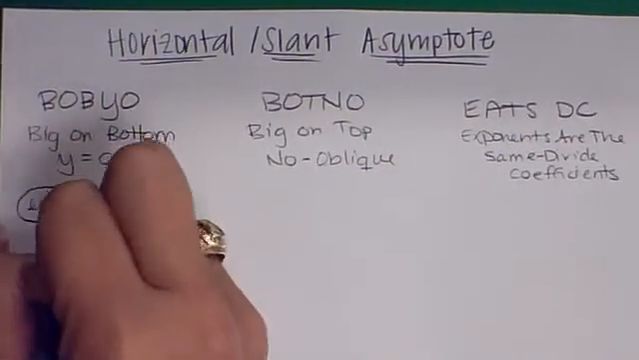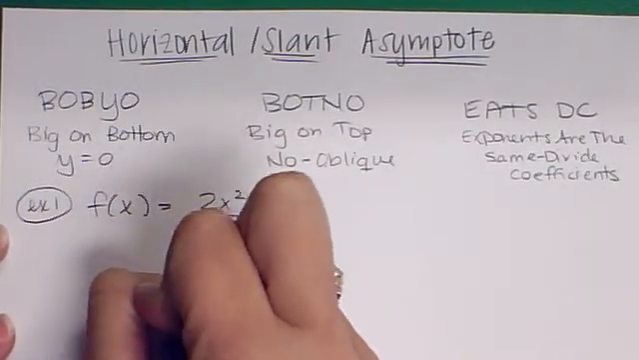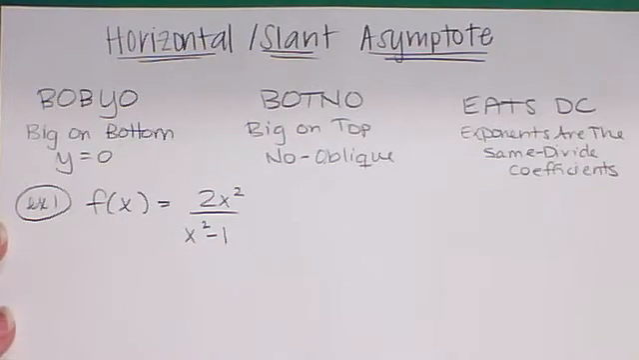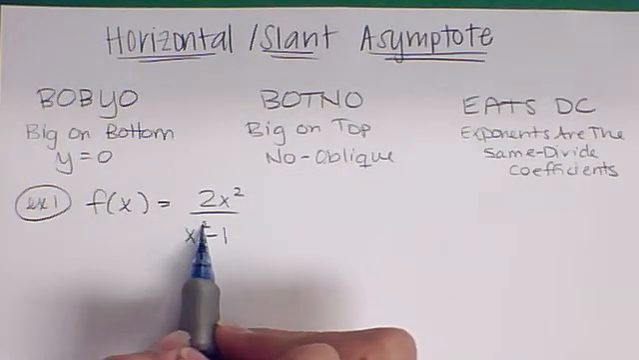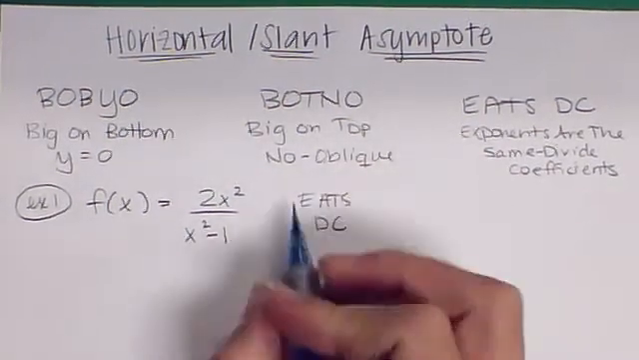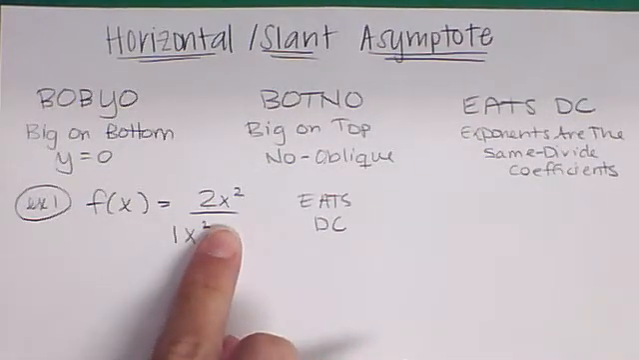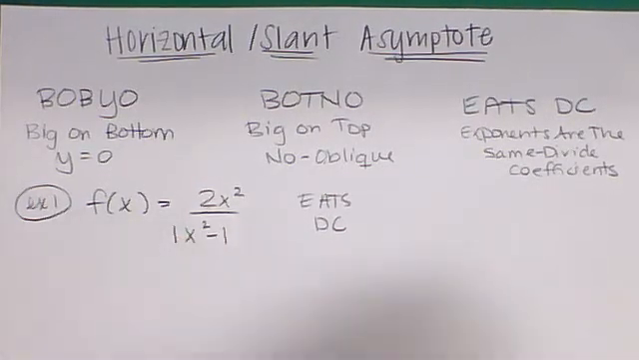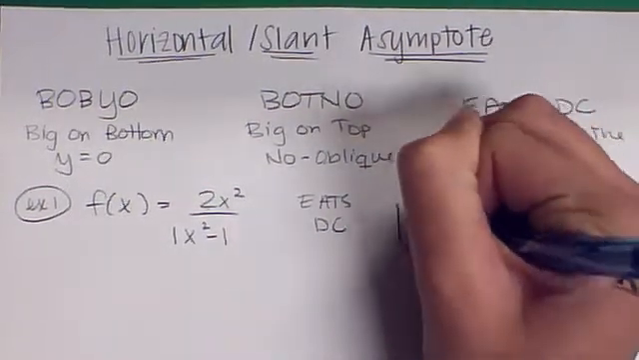Number 1, f of x equals 2x squared over x squared minus 1. Now, all the things that have applied so far when we've talked about rational functions still do, but today we're only focused on horizontal and slant asymptotes. Notice that the exponent here is 2 and the exponent here is also 2, so they are the same. This would be each DC. Since they're the same, I divide my coefficients. So 2 over 1, I don't even care about this because it's not the coefficient of x squared. 2 over 1 reduces to 2, so my horizontal asymptote is y equals 2.